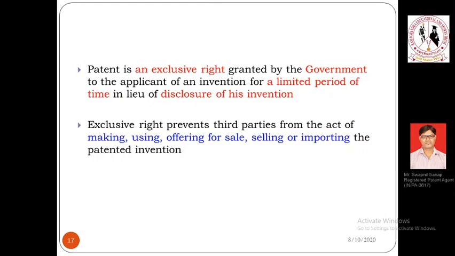Thus, this definition is pretty much concrete in itself. Let us read it again. Patent is an exclusive right. Exclusive means what? A dedicated right granted by the government to the applicant for an invention for a limited period of time in lieu of or against the disclosure of his invention. Is this clear? So only when the disclosure is made, only then the patent office will actually review.